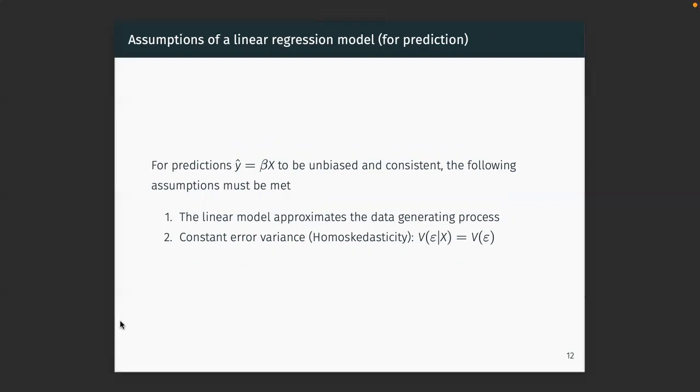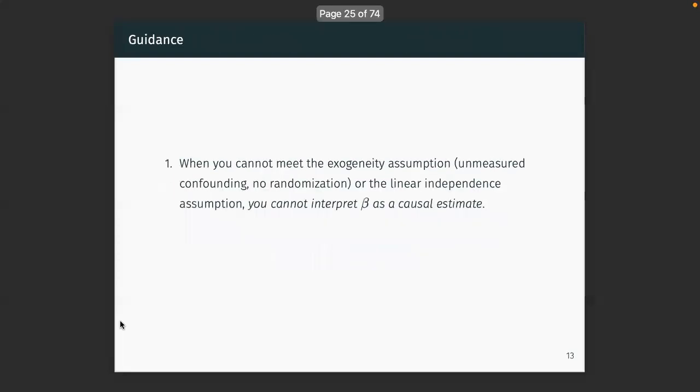So the threshold for accurate prediction is lower than the threshold for causal inference. So even if we don't meet all those assumptions for causal inference, we can still use regression models to make valid predictions. Okay.